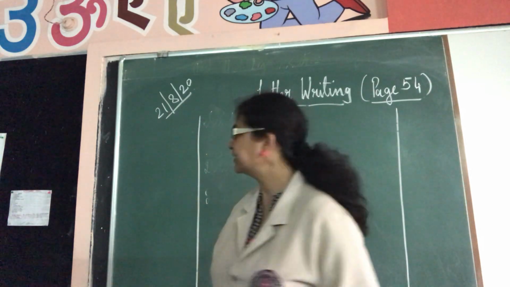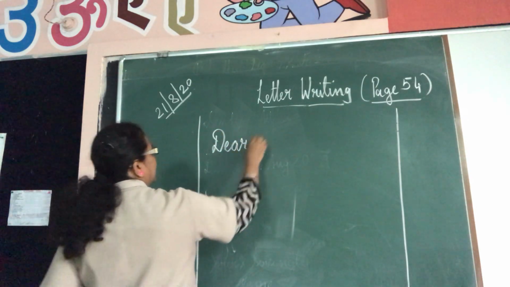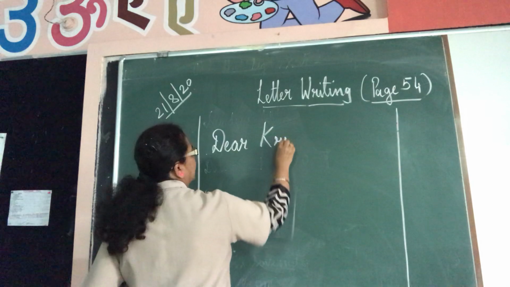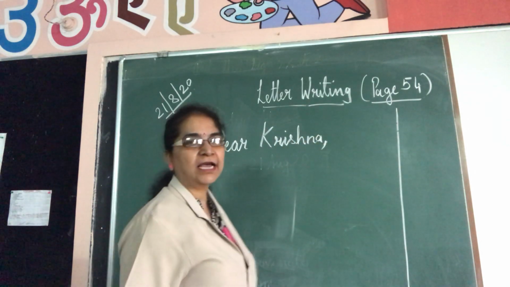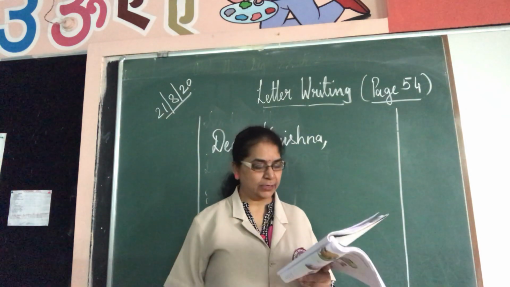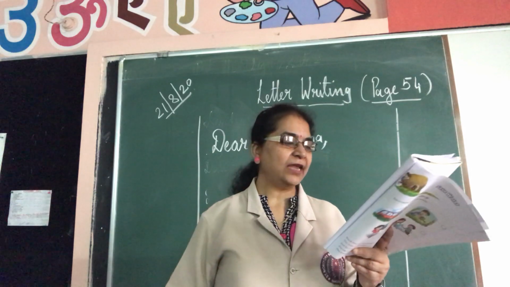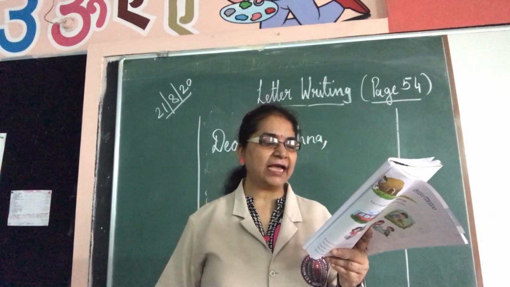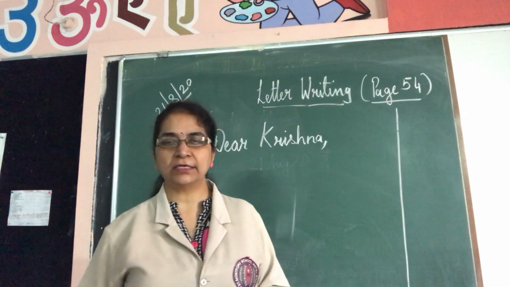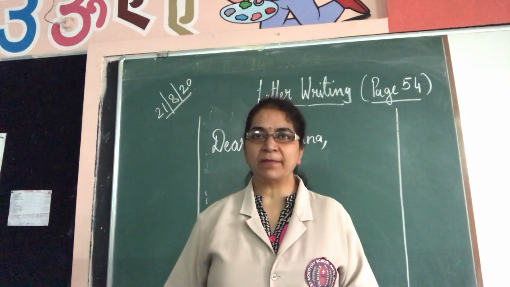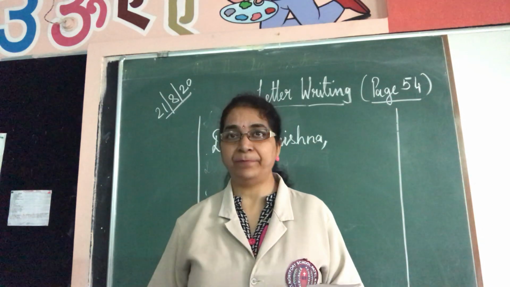So first, the letter started with Dear. What is the friend's name here? Dear Krishna. Sudama is writing a letter to Krishna. What is he writing? Let us see. I felt very dash after meeting you. After meeting, how did Sudama feel? See the words. I felt very happy.